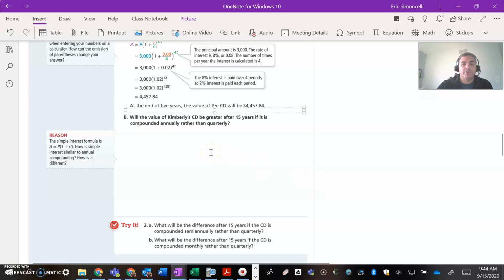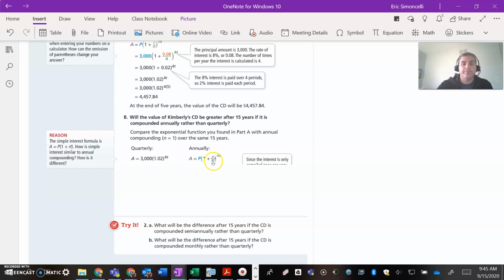Will the value of Kimberly's CD be greater after 15 years if it is compounded annually rather than quarterly? We haven't yet discussed annual compounding, but annually simply means you're going to do that once per year. Your money hopefully will grow, well, you would hope it would grow more, but we'll see. Quarterly is actually more times per year versus just once per year. Compare the exponential function you found in Part A with the annual compounding, n equals 1, over the same 15 years. Quarterly and annually, here we go.